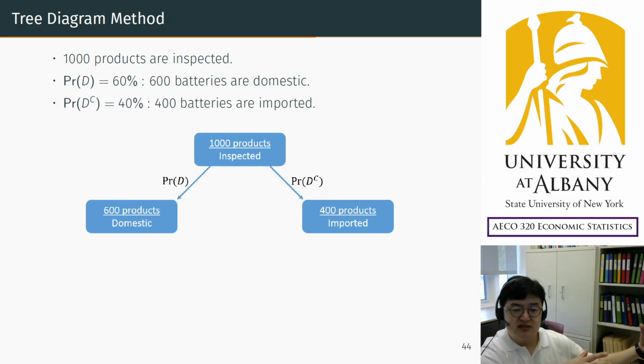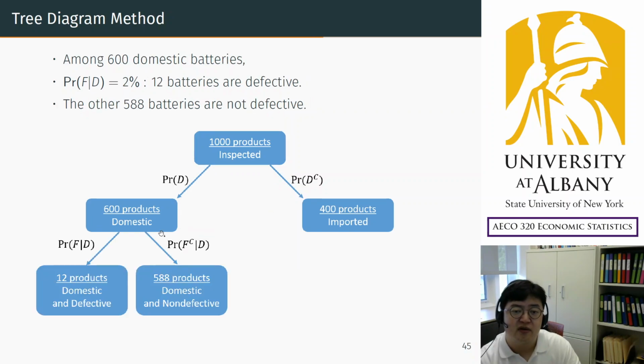Domestic batteries are 60%. 60% are domestic. Therefore, out of 1,000, you are going to have 600 domestic batteries, right? So put them on this side. And imported batteries on the other side. So there are 400 batteries on here. So you divide 1,000 batteries into two piles.